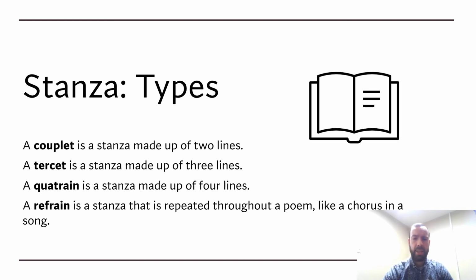Another term you might hear is refrain. A refrain is a stanza that is repeated throughout a poem. If we find it in a song, we often call it a chorus. So it's exactly the same stanza or very similar to the same stanza, and it's repeated. You find it several times throughout the poem.